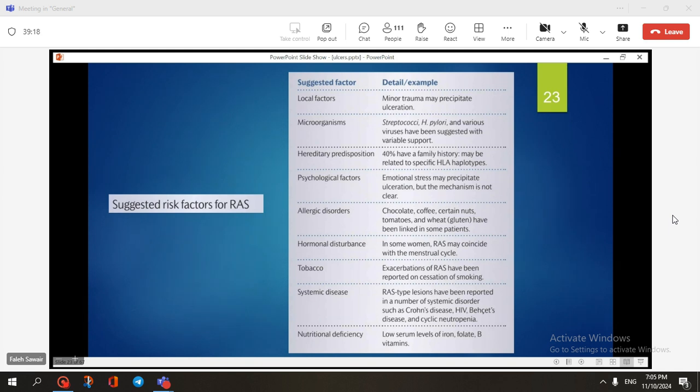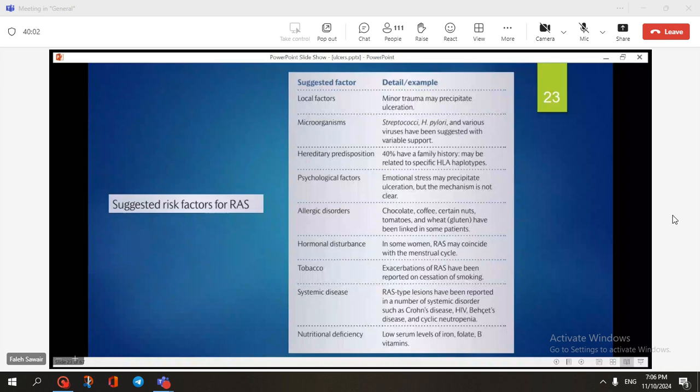They incriminated certain microorganisms like H. pylori, streptococci, and others. In some patients, they associated with hereditary factors. 40% of the patients with aphthous ulcers have a positive family history, but 60% have no family history. Psychological factors, they associated with stress. They say that aphthous ulcers increase at the time of examination of the students, for example, because of stress. But the mechanism is not clear why stress is causing aphthous ulcers.